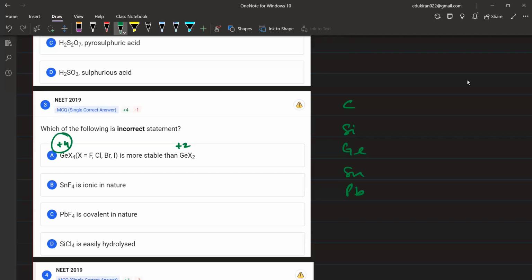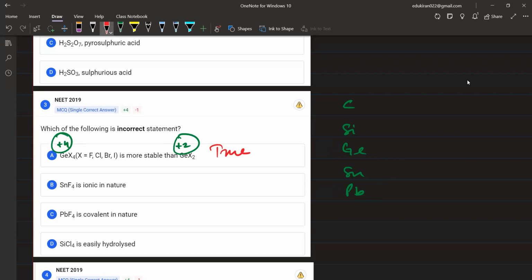So obviously +4 will be more stable than +2. Inert pair effect will not be having high dominance in the middle of the group. ये कहाँ पे act करता है? It acts on the last element most of the times. बिल्कुल आखिरी में वो act करता है. ठीक है? So this is a true statement.